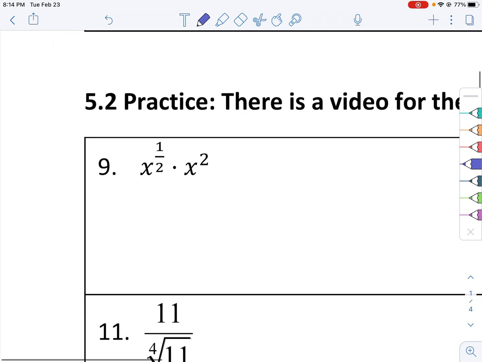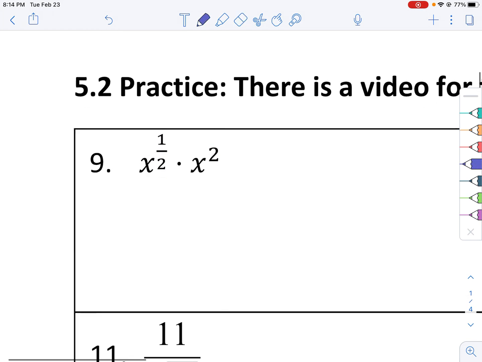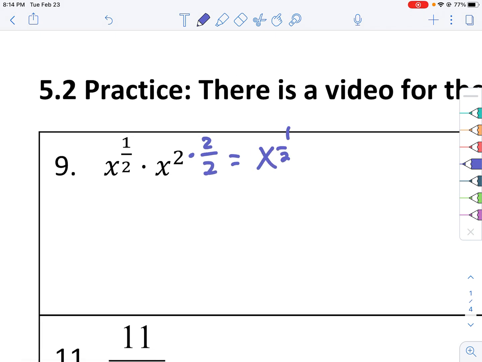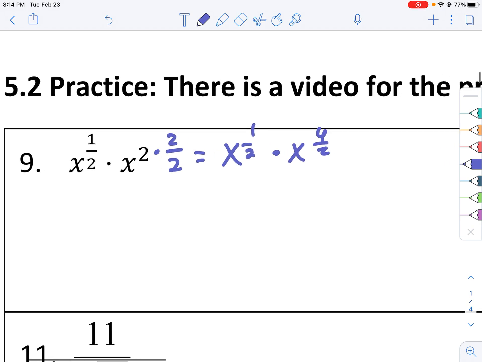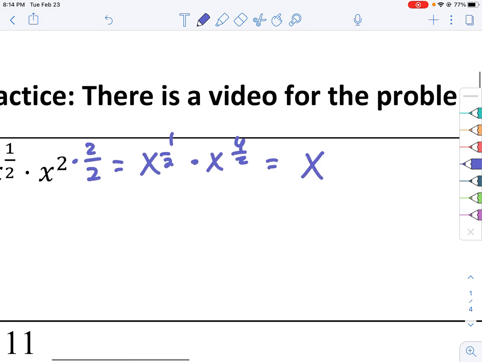Number 9, we have x to the 1/2, we have x squared. So that x to the 1/2, we need to combine it with x squared. So we need to make squared into 1/2, so that's just multiplied by 2 over 2. So that gives us x to the 1/2 multiplied by x to the 4 halves. 4 halves plus 1/2 gives us x to the 5 halves.